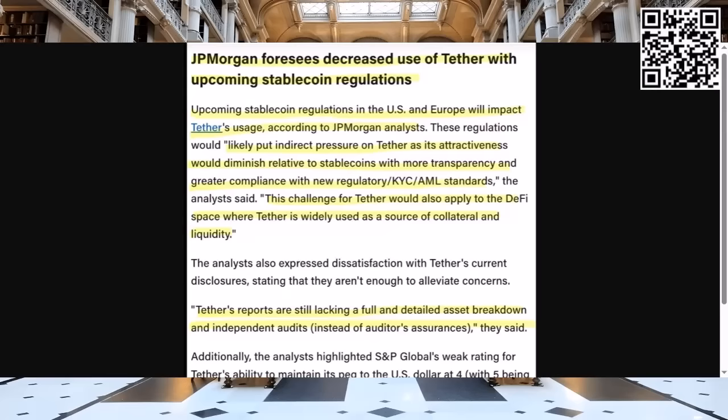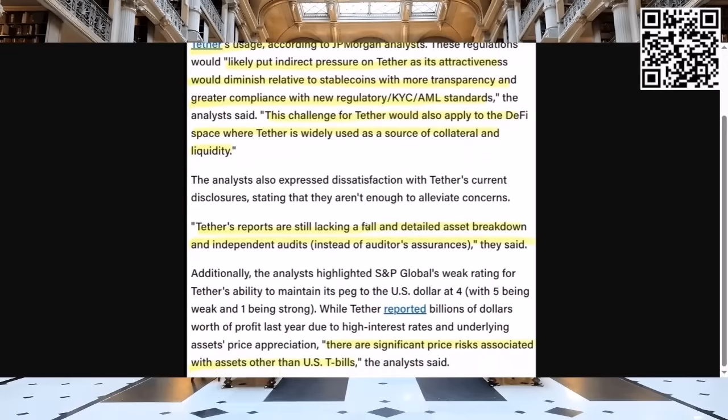This challenge for Tether would also apply to the DeFi space, where Tether is widely used, as I just mentioned, as a source of collateral and liquidity. Quote, "Tether reports are still lacking a full and detailed asset breakdown and independent audits, instead of auditors' assurances." I think it's a matter of time before maybe even Gilbert Verdient and Quant get involved with this, because they can solve the Tether problem through what? Authorize. That's a story for another day. Bottom part: there's significant price risk associated with assets other than UST bills.